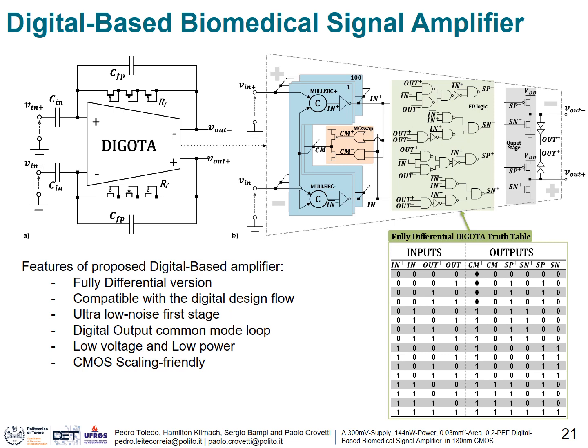Some interesting features regarding the design of this DIGOTA amplifier can be highlighted. It is a fully differential version. It is compatible with the digital design flow. Its first stage includes 100 Muller-C elements in parallel to reduce the shot and thermal noise. Since we have used just logic gates, the power supply of the design can be lower, and low voltage and low power design can be achieved. And it's also CMOS scaling friendly.